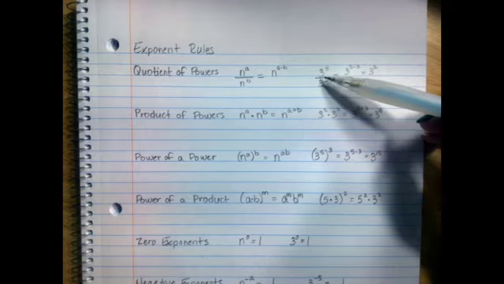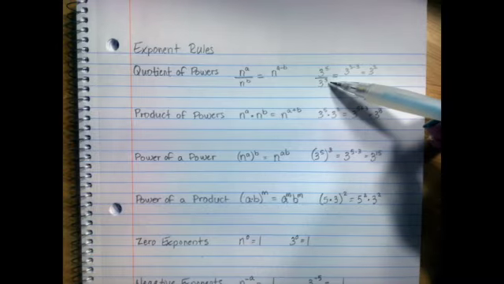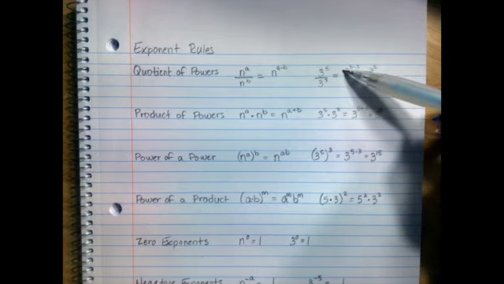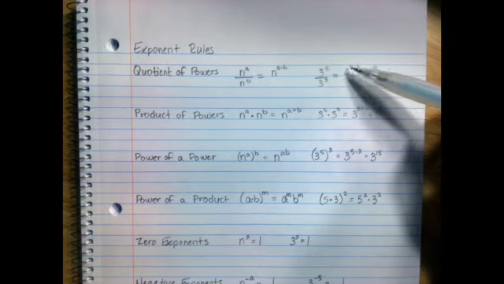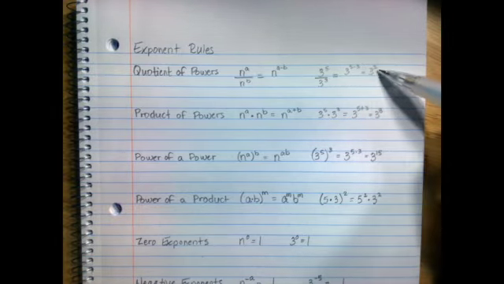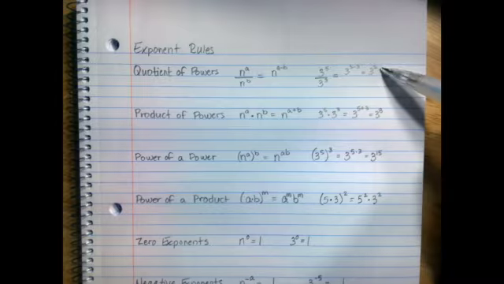So for instance, if we have 3 to the 5th divided by 3 to the 3rd, that means you're going to leave 3 alone, and you're going to do 5 minus 3, and that gives us 3 squared.